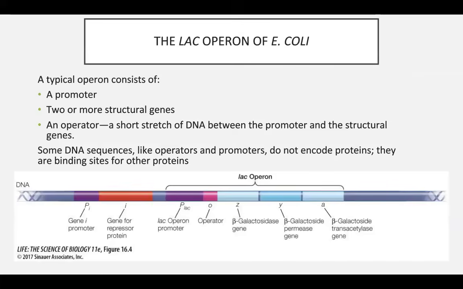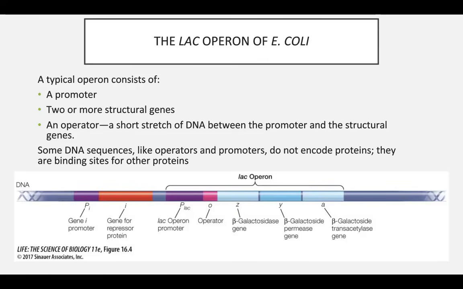Now we're going to talk specifically about the lac operon. A typical operon consists of a promoter, two or more structural genes, and an operator, which is a short stretch of DNA between the promoter and the structural genes. Some DNA sequences don't encode for any proteins; they're just binding sites for other proteins. As you see here, the lac operon has a promoter, an operator, and different genes for each of the three enzymes I described previously, which are transcribed into mRNA, translated into protein, and then created.